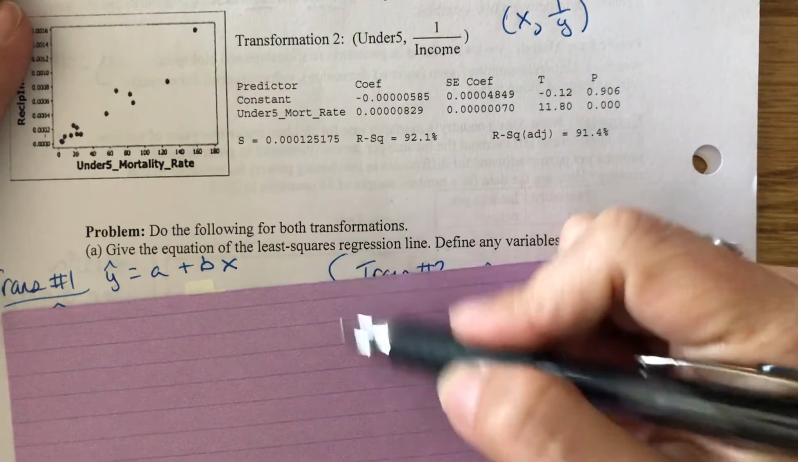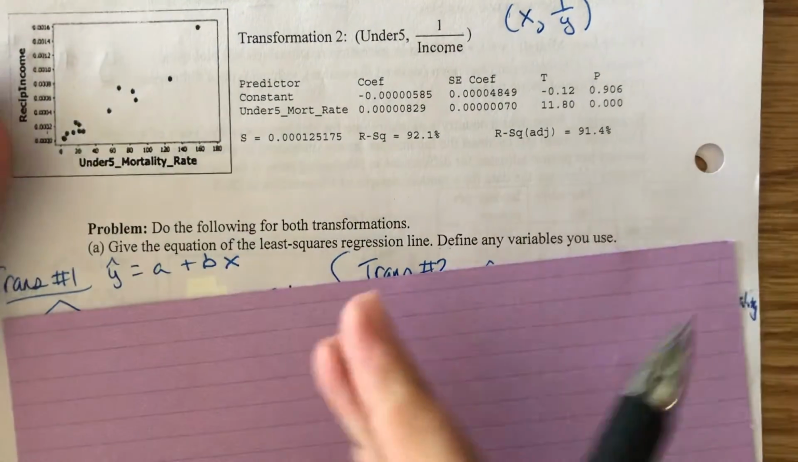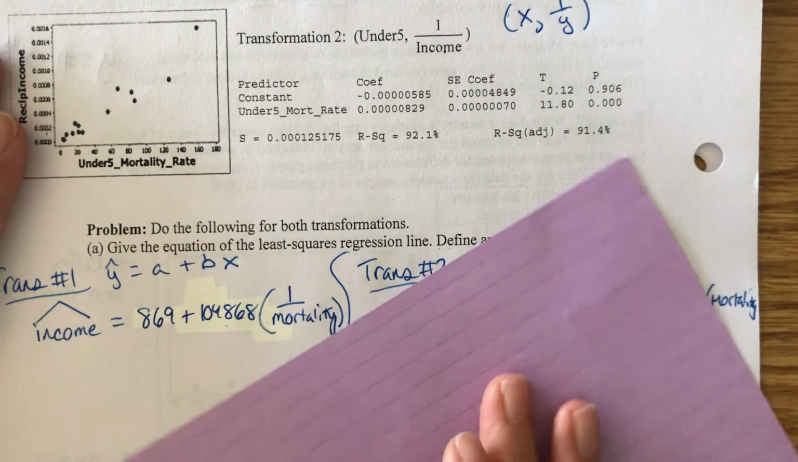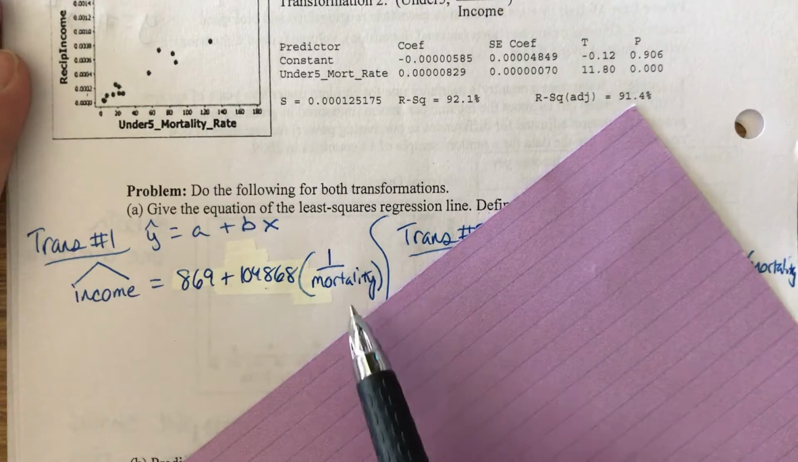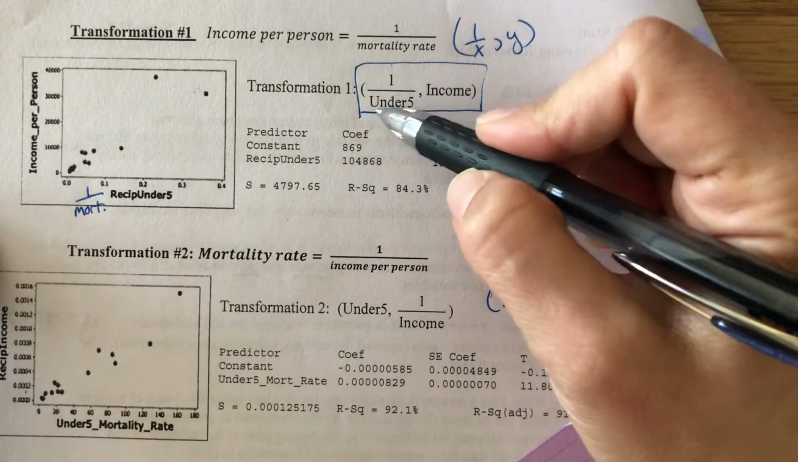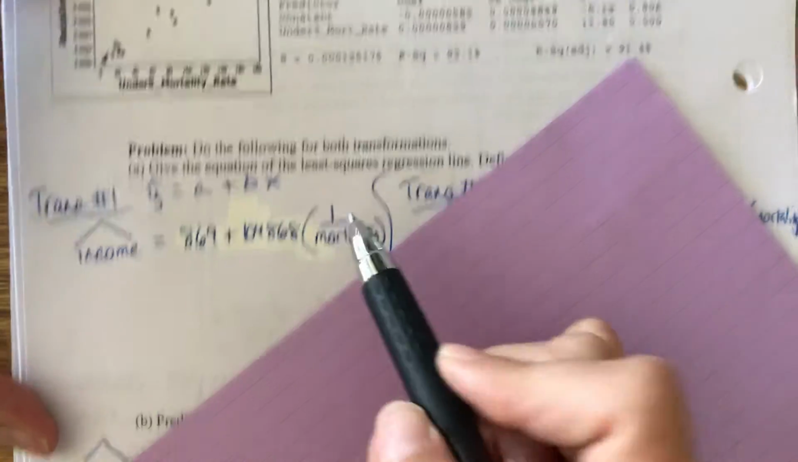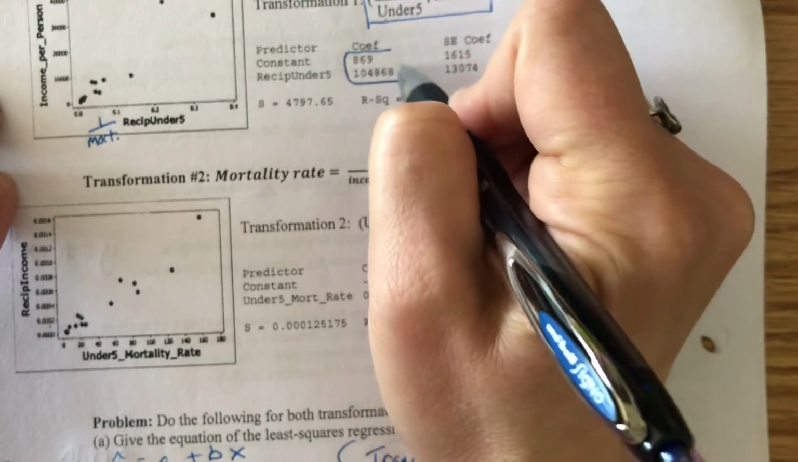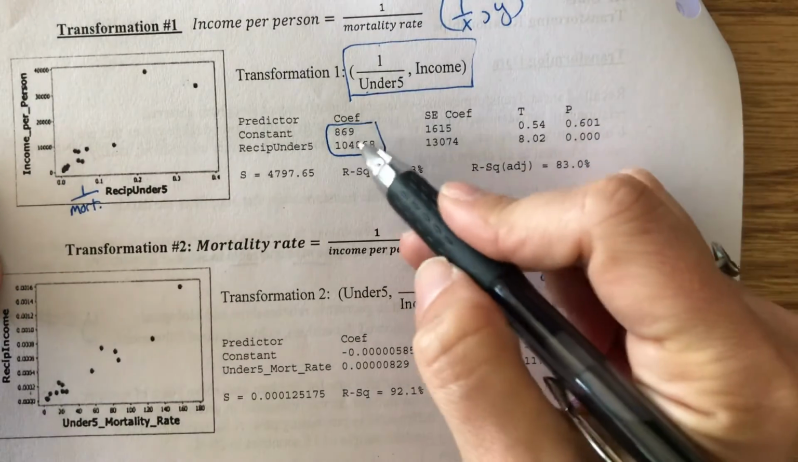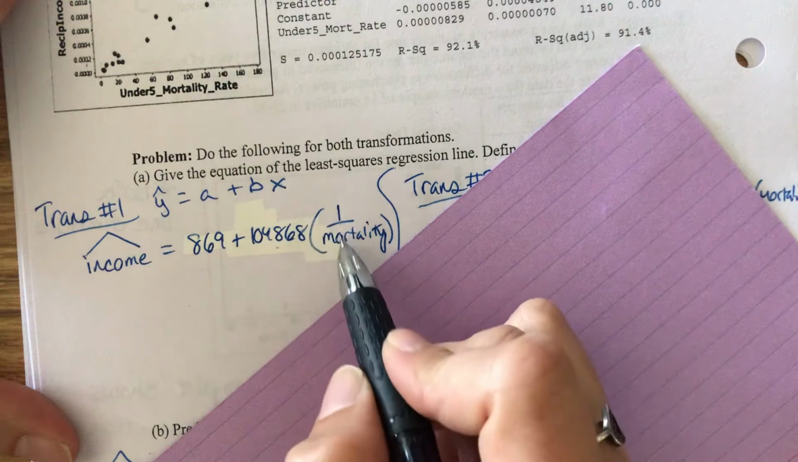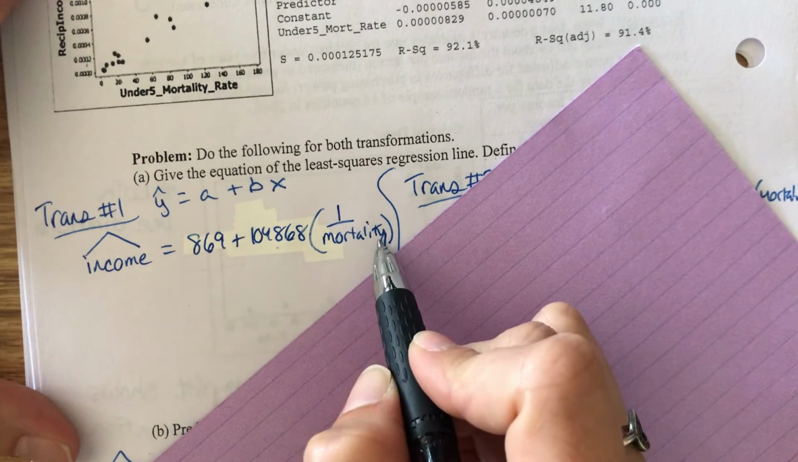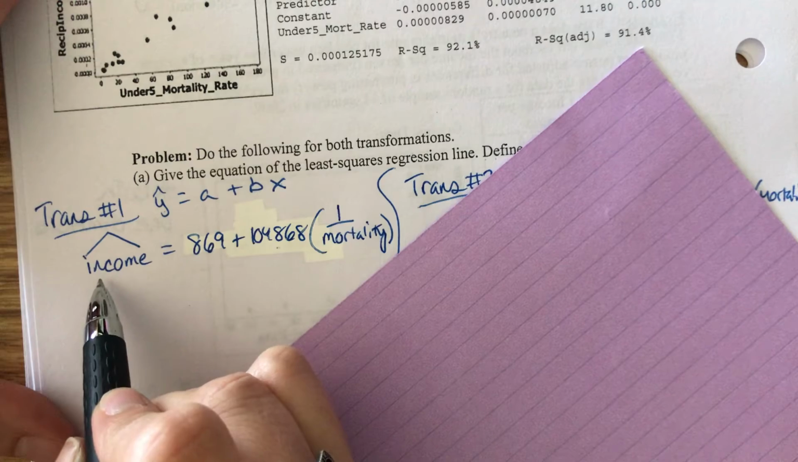I split this space so I could do transformation 1 on the left and transformation 2 on the right. And you'll notice if it's a plus bx, if our ordered pair was back here, 1 over mortality comma income, then I've got my a and my b here. These are my a and my b in this part of the computer output. So that's where this and this come from. But instead of x, the x variable was really 1 over mortality, and this was predicted income.